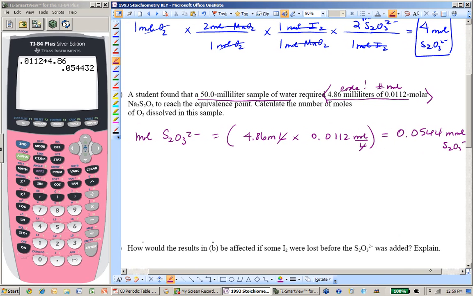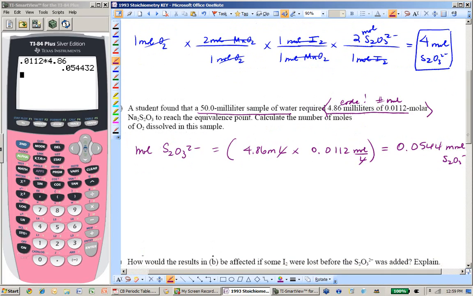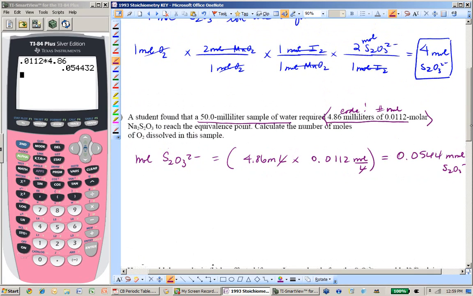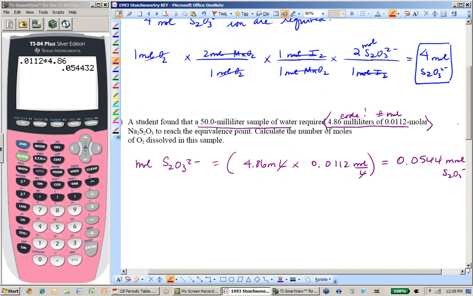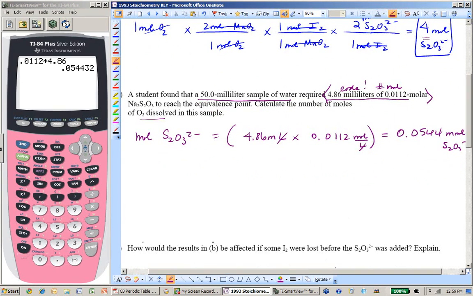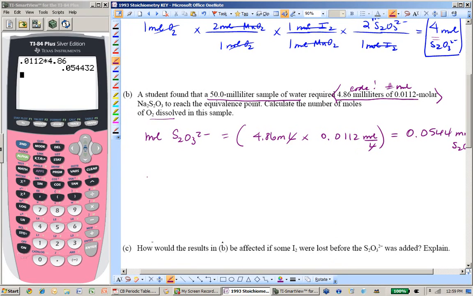Okay, now what? I'm looking at the stoichiometry, I'm looking at what they just had me figure out. Every mole of oxygen dissolved requires 4 moles of the S2O3. So I need 1/4 as much. So therefore 1/4 as many moles of oxygen.